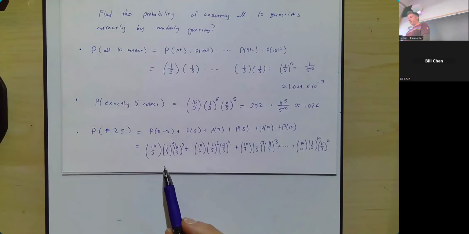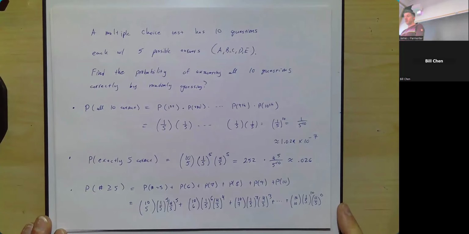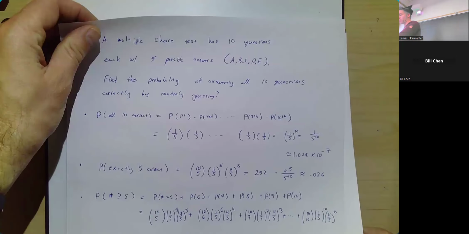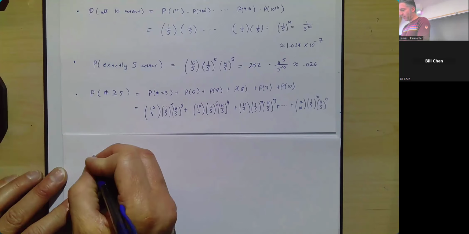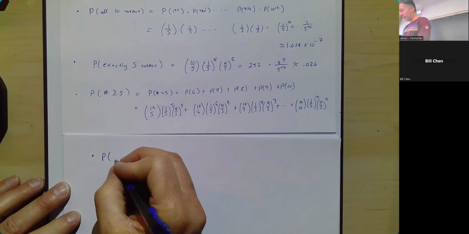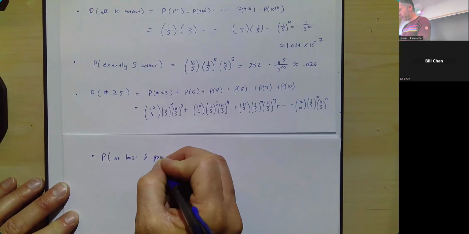So you have to calculate those 6 things and then add them all together, which is a bit much. I'm not going to do that right here. What I am going to answer is a slightly easier question that often gets asked, and we'll make it a little more interesting. What's the probability of getting at least 2 questions right?